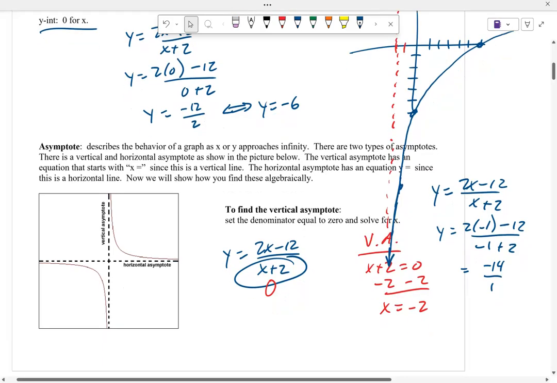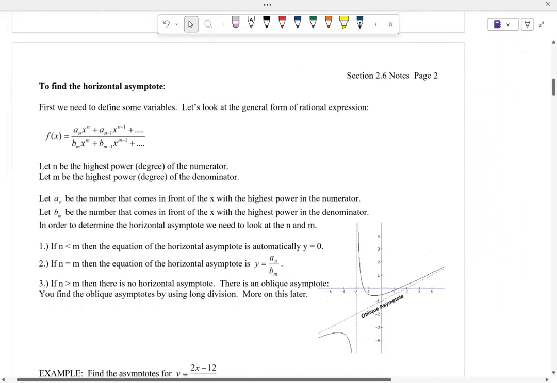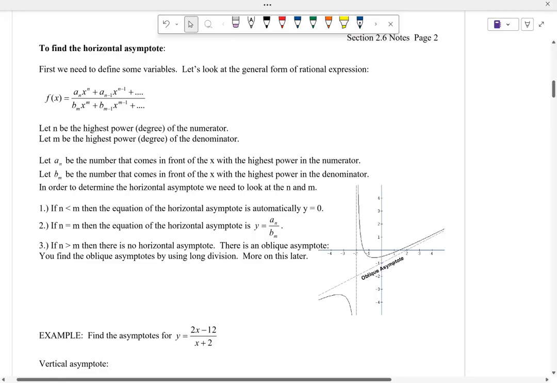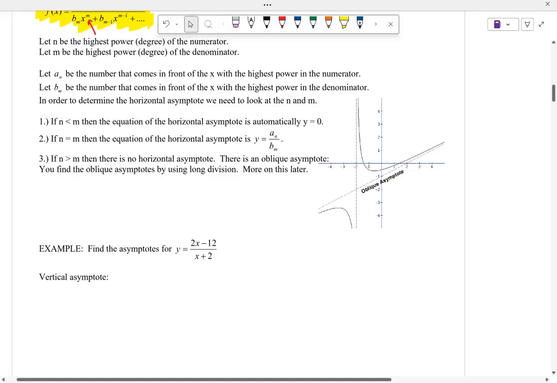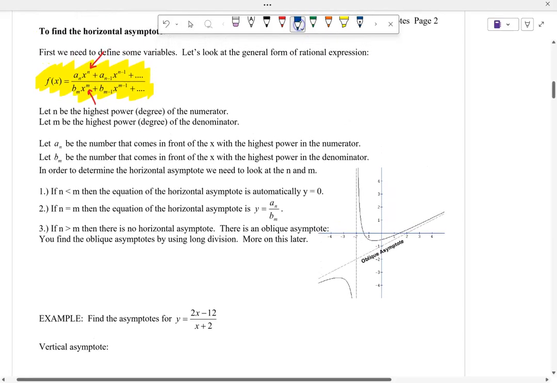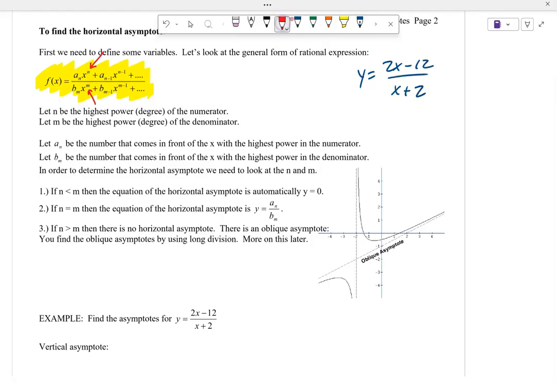The horizontal asymptote depends on the degree. Here's the formal definition of a rational function, and what I'm looking at is the degree of the top, n, and the degree of the bottom, m. For the function we had, y equals 2x minus 12 over x plus 2, the degree of the numerator is 1 and the degree of the denominator is 1.